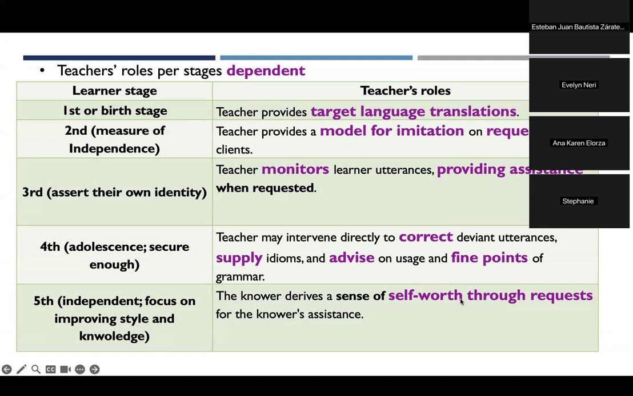And in the final stage, the knower derives a sense of self-worth throughout request for the knower's assistance. So the self-worth in this case is like, only when it's really necessary that the teacher provides assistance, the teacher does that. Otherwise, he or she just becomes attentive to learners' oral production.